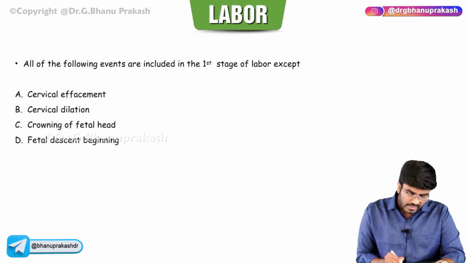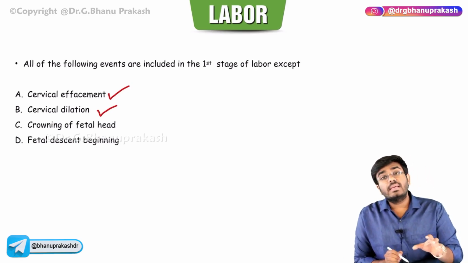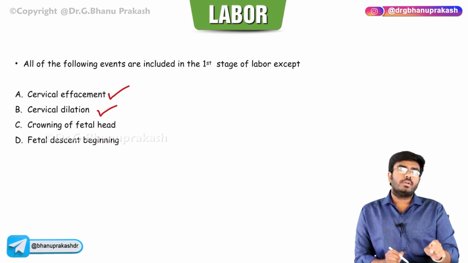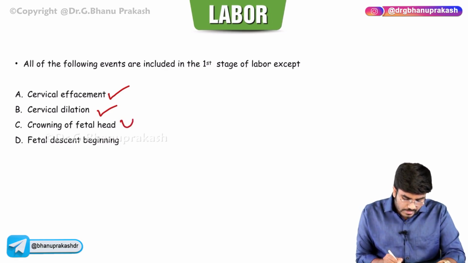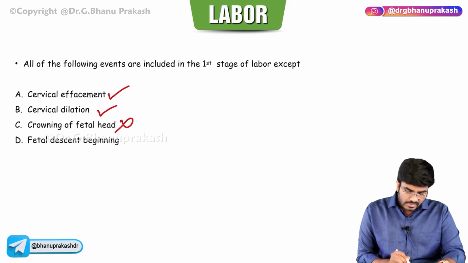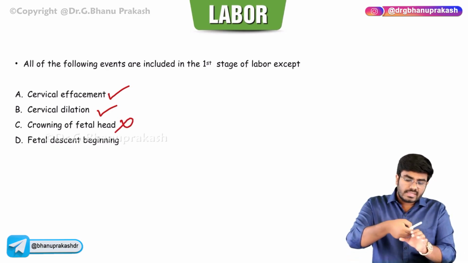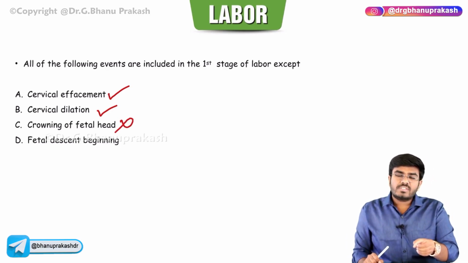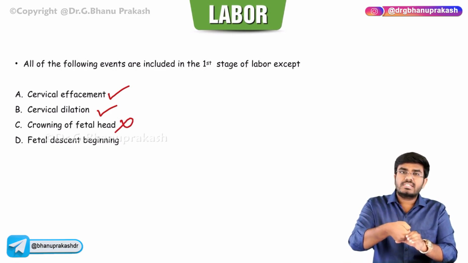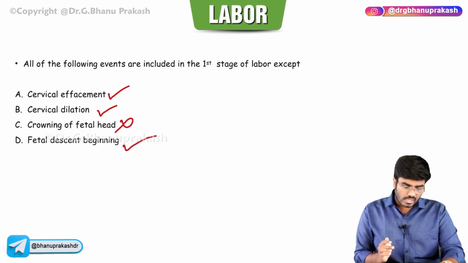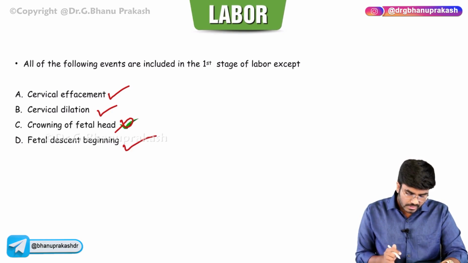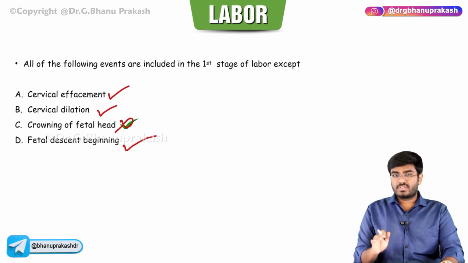Now, all of the following events are included in the first stage of labor except which one? Cervical effacement will be happening in the first stage, definitely. Cervical dilation will be happening in the first stage, yes. And crowning of the fetal head? Guys, crowning of the fetal head is going to happen during the delivery of the baby, and delivery of the baby happens in the second stage of labor. So crowning of the fetal head is not going to happen in the first stage. And fetal head descent beginning? With cervical effacement and dilation, the fetal head automatically starts to descend, so descent is also seen in the first stage of labor. So the answer here is C. Crowning of the fetal head is not going to be seen in the first stage of labor.